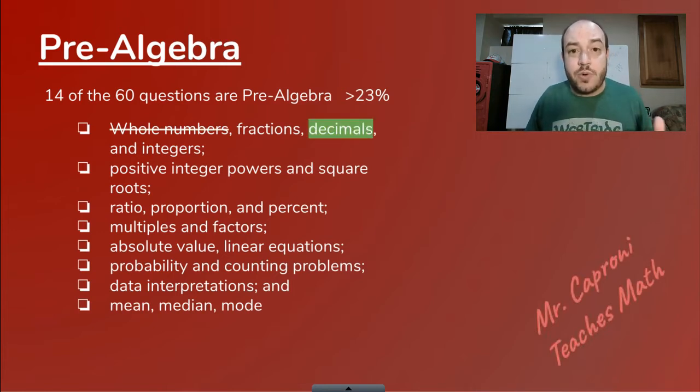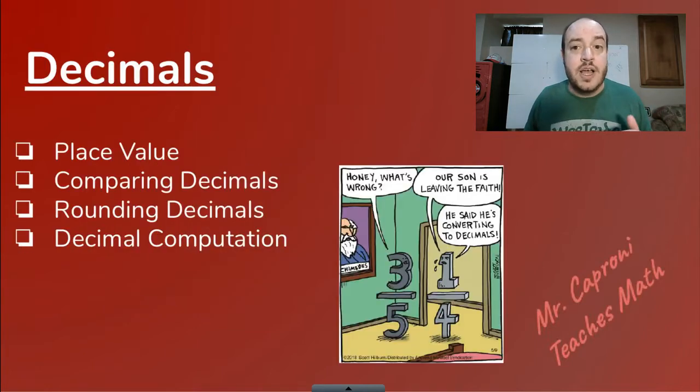So when we are looking through all this material, don't get overwhelmed. We're not going to handle it all at once. There's a reason why I break this down in so many videos. So for today, the four major types of questions that go with decimals are place value questions, comparing decimals, rounding decimals, and then decimal computations.